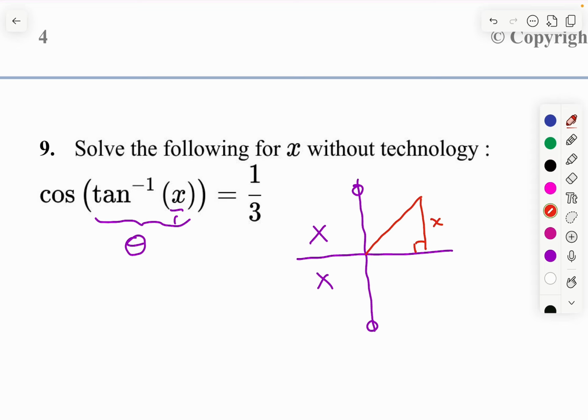So to make tangent x over 1 means that from this picture, that's what theta is, right? Because tangent of theta is x over 1, so tan inverse of x over 1 is theta. So by the Pythagorean theorem, if I use this c to represent my hypotenuse, that means that c is the square root of 1 plus x squared.